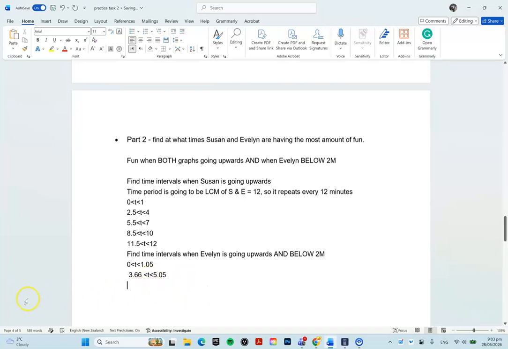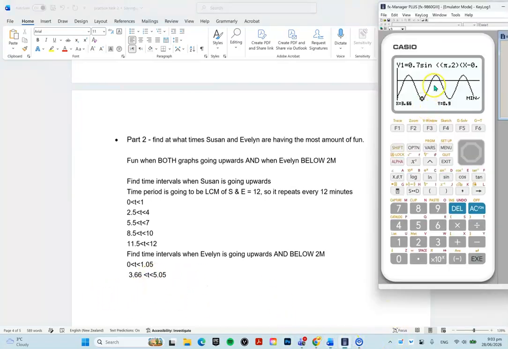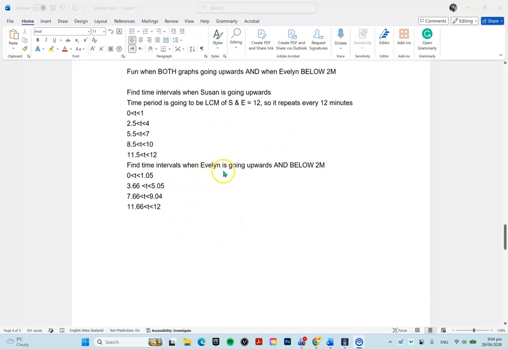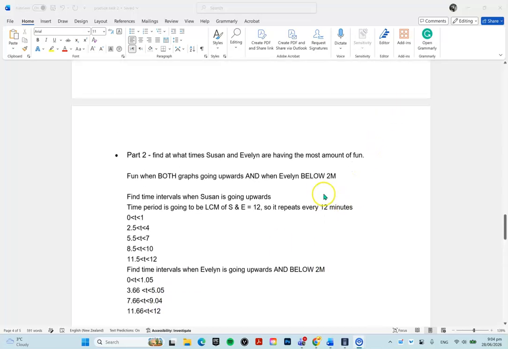And then I'm just going to do all these time ranges. You know what to do. Just basically find the point of intersection and then the minimum, and it's all these areas that are going up. Okay, now I've got all the time intervals where Evelyn is going upwards and below 2 meters. Remember, this one I cut off at 12 because that's when the period resets.